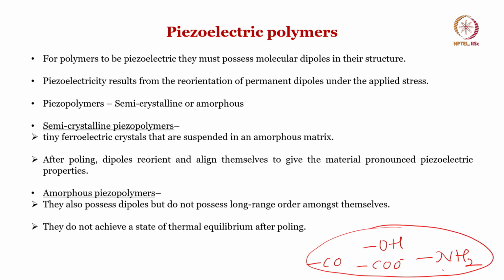These piezopolymers can be either semicrystalline or amorphous in nature. Semicrystalline nature of piezopolymers means these polymers contain a mixture of tiny ferroelectric crystals that are dispersed within the amorphous polymer matrix. The best example we can quote for a semicrystalline polymer is PVDF.